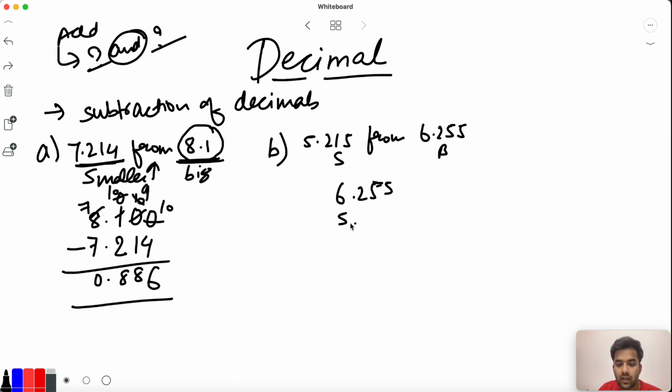Now put the decimal. Before the decimal 5 is there, after the decimal 215 is there. So keep it this way. Now subtract. 5 minus 5, 0. 5 minus 1, 4. 0, decimal 1. Got it?